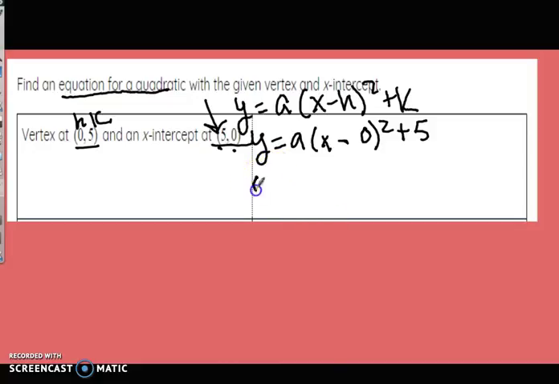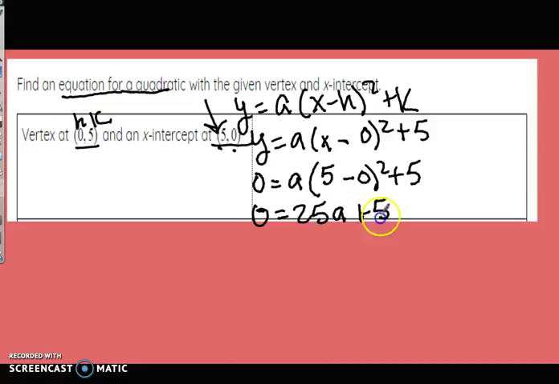So let's try that. If we put in 0 for y, still don't know a. 5 is my x, because this is the point I'm using. 0 equals a(5 minus 0) squared plus 5. Am I in a position now where I could solve for a? Yeah. a is the only thing up there that doesn't have a value, right? Okay, so how do I start solving this? Well, I have to do what's inside the parentheses first, right? What's 5 minus 0? 5. Square that. So I now have 25a plus 5.